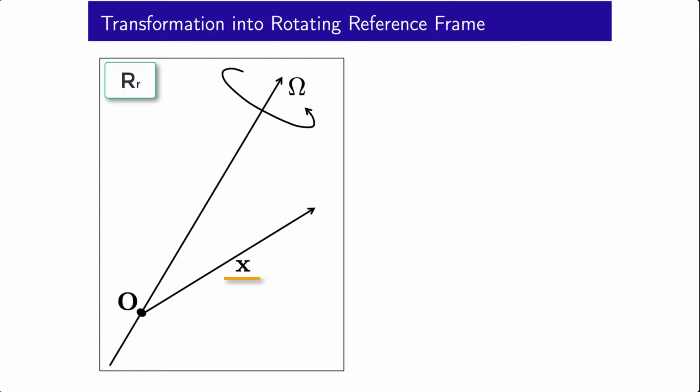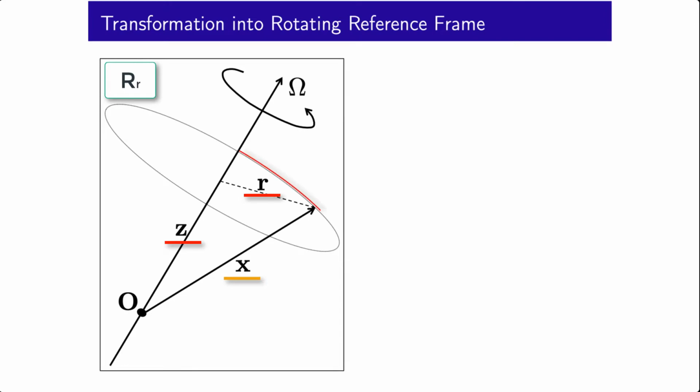Now the vector x is composed of two vectors relevant to this new frame of reference. x is composed of an along-axis component, z, and an off-axis component, r, which is also the radial distance from the axis of rotation. This decomposition of x into its along-axis and off-axis terms introduces a new vector cross product, omega cross x, which is orthogonal to both the radius r and the axis of rotation omega.